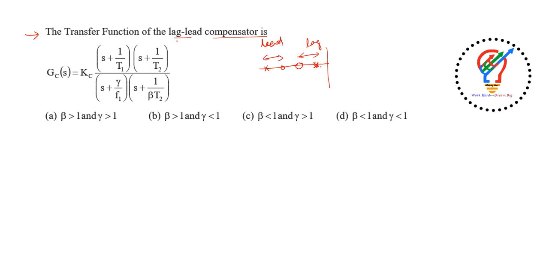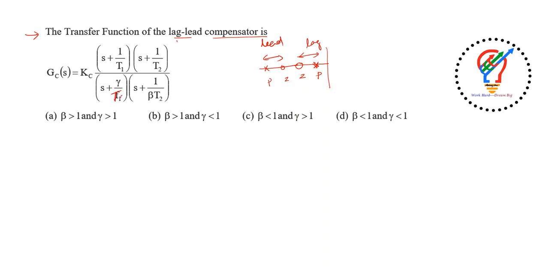So I'm repeating here. For a lag compensator, there should be a pole here, and after that there should be a 0. For a lead compensator there should be a 0, and after that it should be a pole. So this is the concept here. Here a typing mistake is there.